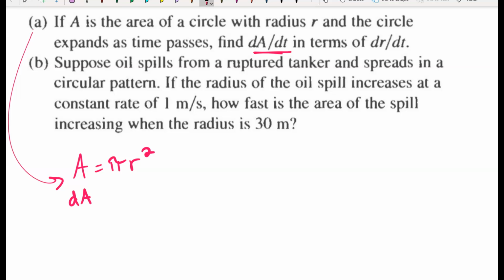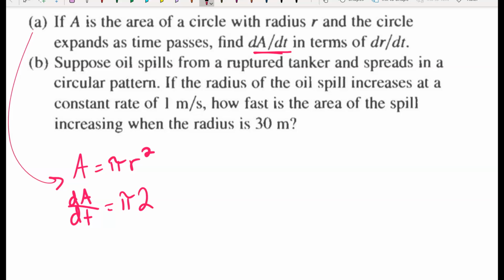If I take the derivative of A on the left-hand side, that just becomes dA/dt. That's the derivative of A with respect to t. On the right-hand side, I have a constant times my radius squared. So for the constant, I'm just going to bring that down, because I'm just multiplying that to a function of time. But for r squared, I'm going to apply the chain rule, right?